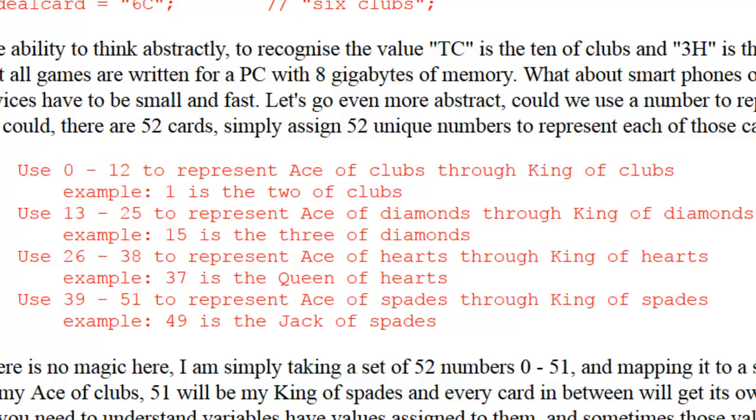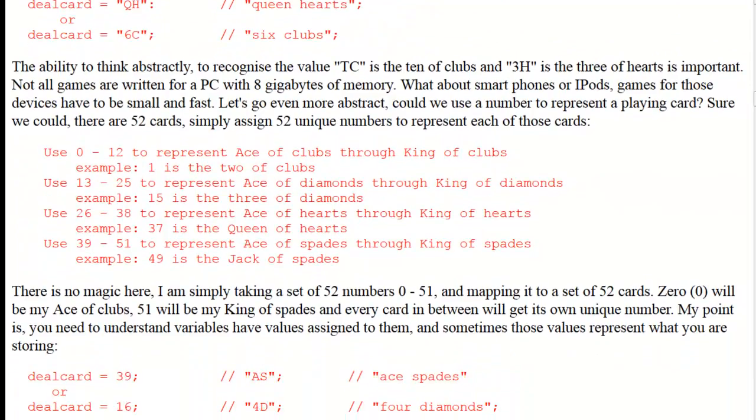Use 26 to 38 to represent the ace of hearts through the king of hearts. So 37 would be the queen of hearts. Use 39 to 51 to represent the ace of spades through the king of spades. So in this case, 49 would be the jack of spades. There's no magic here. I'm simply taking a set of 52 numbers, 0 through 51, and mapping it to a set of 52 cards. 0 will be my ace of clubs, 51 will be my king of spades, and every card in between will get its own unique number.